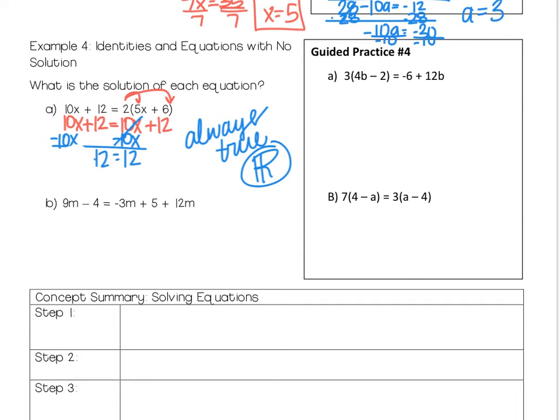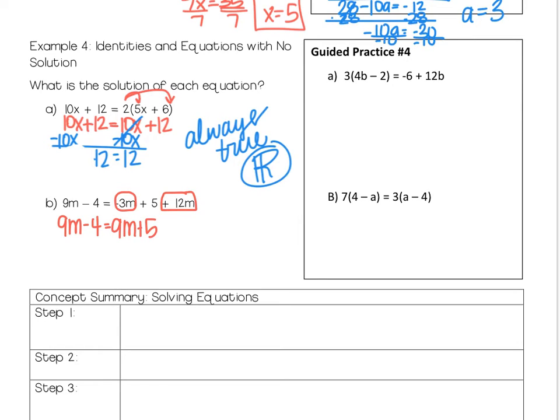B, I don't have any grouping symbols, but I do have like terms on the same side of the equal sign, so I need to combine those first. So I'm going to do negative 3m plus 12m. And I get 9m minus 4 equals 9m plus 5.